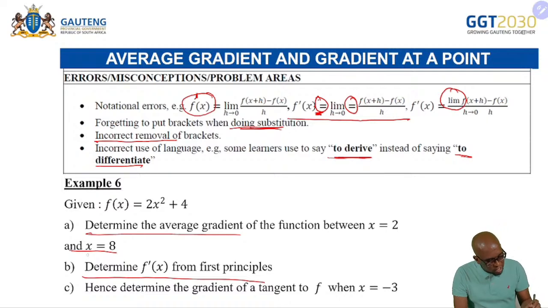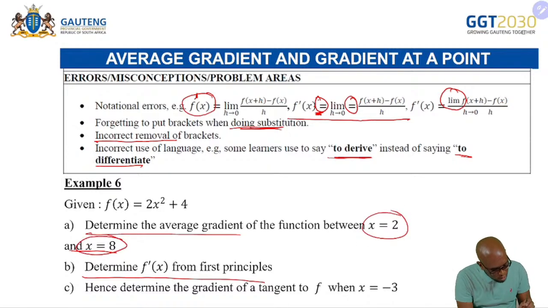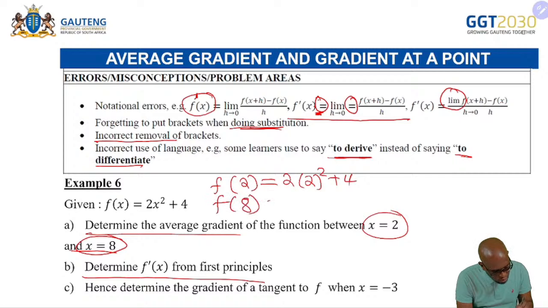Remember, with average gradient, you need to find between x equals 2 and x equals 8. What we basically do is we substitute f of 2. We substitute 2 where we see x, and then we substitute 8 where we see x.